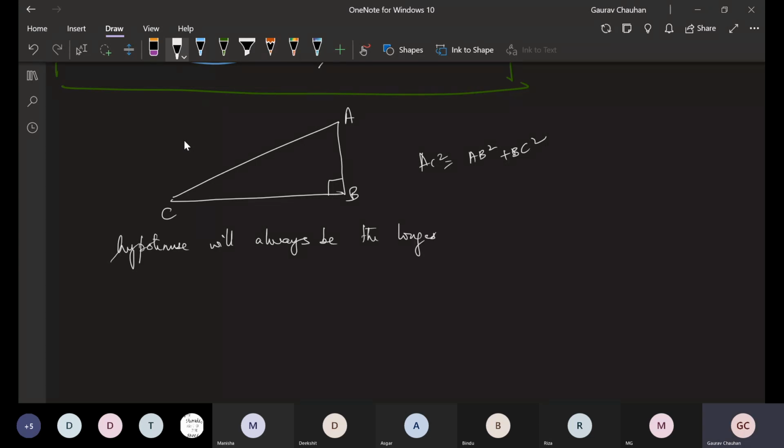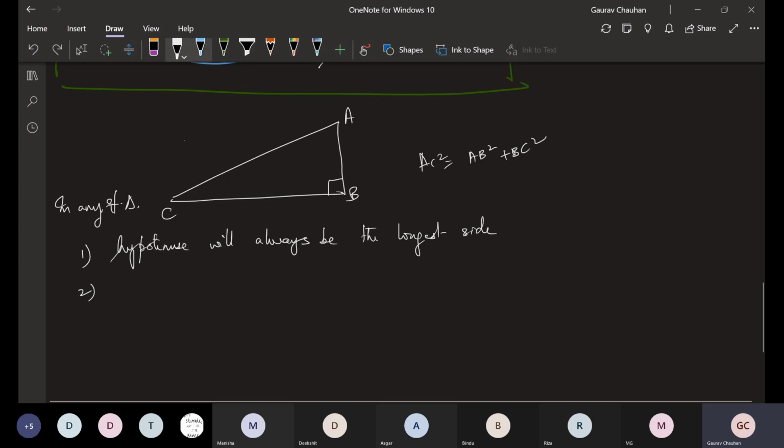Okay, in any right triangle, that's one understanding which you need to have. Now, second, I want you to think, let's take this angle as theta. Leave theta for now. Let's think about the sides AB and BC.